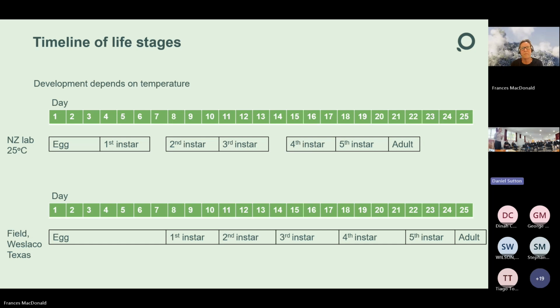So here, I couldn't find any field data from New Zealand. I'm sorry about that. So this is from Texas, and you can see this is out in the field. And you can see that it's quite a different pattern of the life stages. That is because when the temperature is different, the speed at which the insect will develop is different as well. So when it's cooler, it develops slower. When it's hotter, it develops quicker. That's why that December, January period is quite important, because that's where we see basically the biggest change in temperature all of a sudden, and the psyllid starts developing quite a lot quicker. Next one, please.